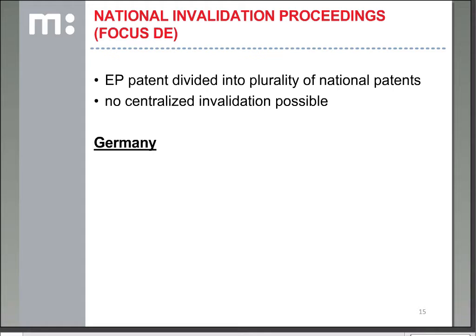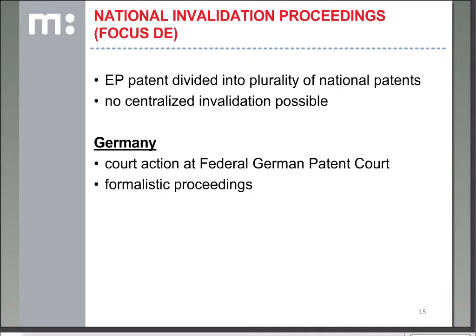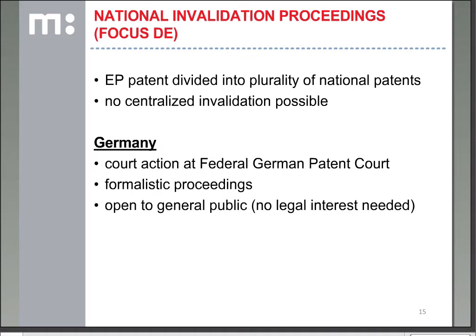And a German national invalidation proceedings has the format of a court action at the Federal German Patent Court. And it's not like opposition proceedings. It's really a court action with its own procedural rules. And it's a rather formalistic proceedings. In some cases, patent owners or parties trying to invalidate the patent not only get a patent attorney to represent them, but also have an attorney at law in these cases. Again, it's open to the general public. You don't need any legal interest.